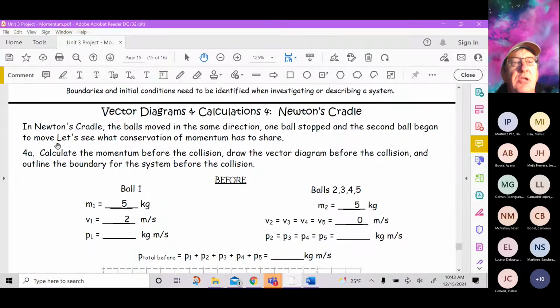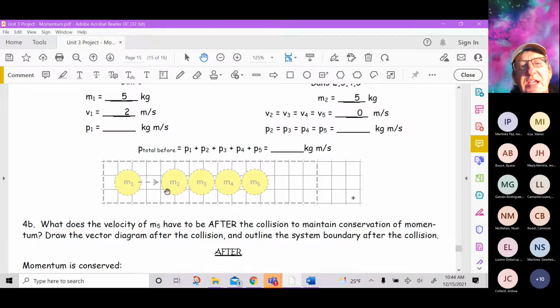So let's see. In Newton's cradle, the balls moved in the same direction. One ball stopped, and the second ball began to move. Let's see what conservation of momentum has to share. Well, we didn't actually see the second ball move because it immediately got stopped by the third ball, which itself was stopped by the fourth, which was also stopped by the fifth, and then the fifth ball actually moved, right?